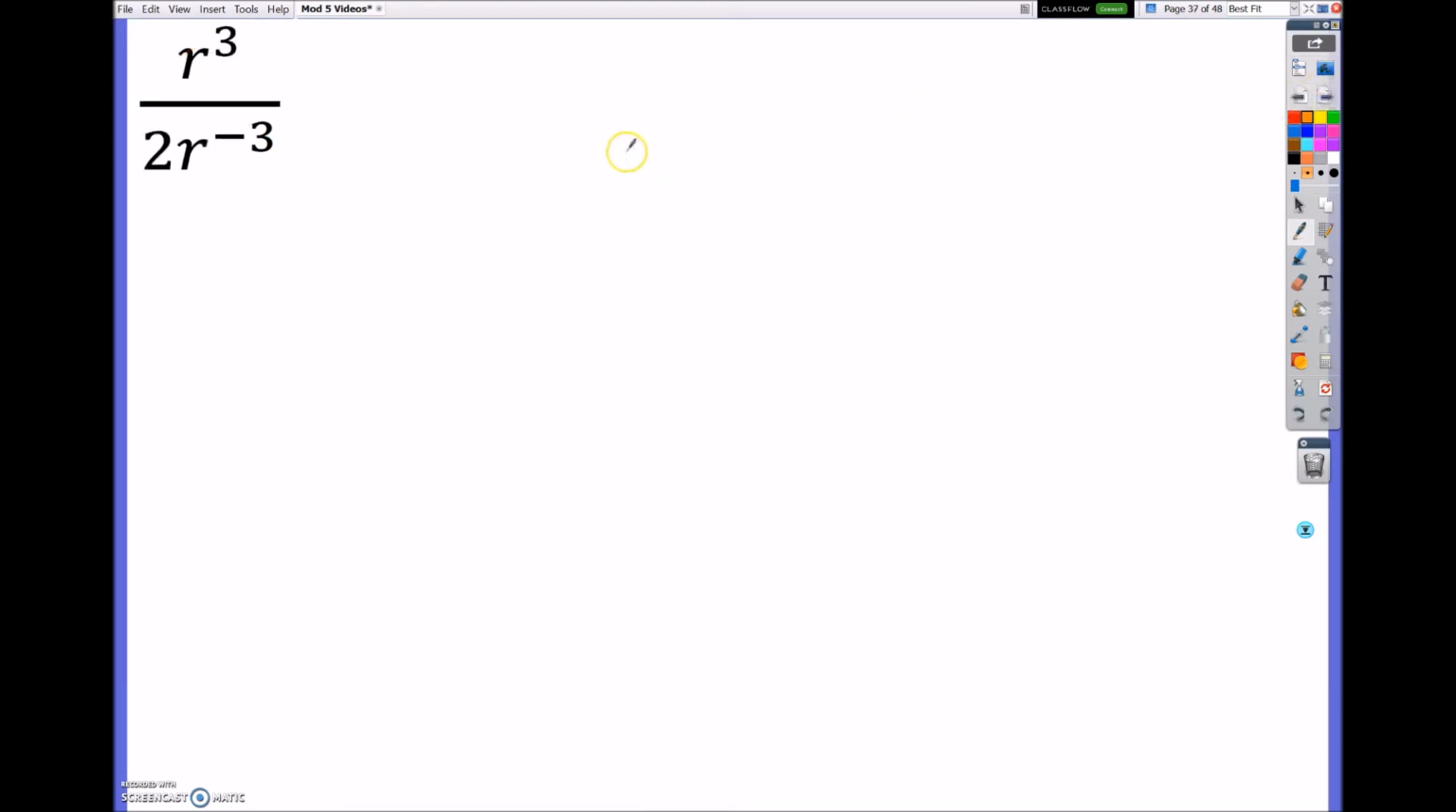All right, so now let's go ahead and look at this one. I have r to the third all over 2r to the negative third. As a quick reminder, this 2 has a positive 1 exponent, because there's a multiplication sign separating these, but this r has a negative exponent, so I'm going to move it to the top. I already have r to the third there, but I'm going to move up that r to the negative third to the numerator. That will make the exponent positive. So this will then give me r to the sixth power all over 2.